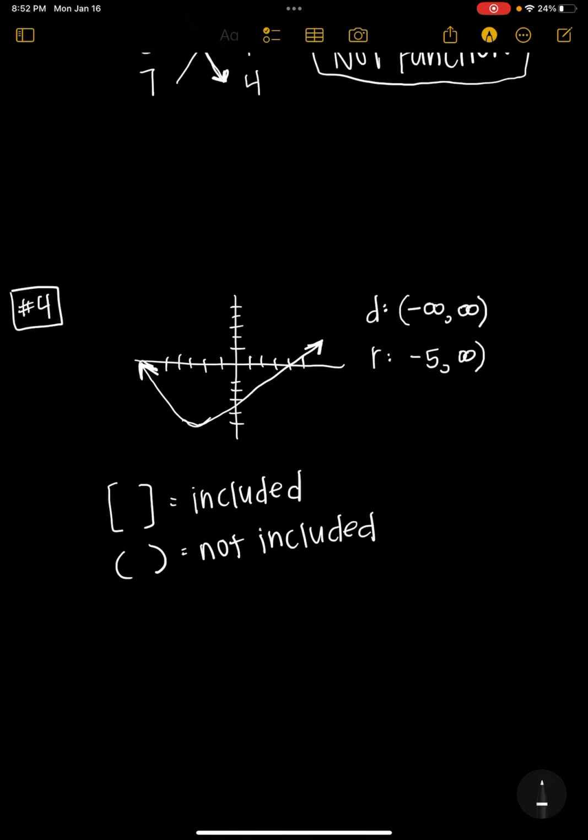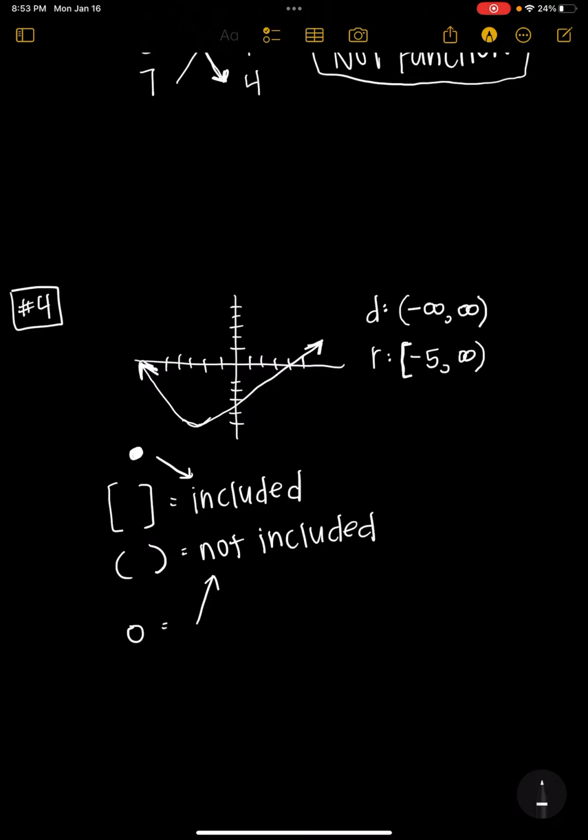There's no open dot, and in your notes it also tells you this. An open dot is not included, and a closed dot, or if you don't see any open dot, it would be included. So because that -5 doesn't have any open dots, that means that it's included, which means we're going to use a bracket. You can use a combination of brackets and or parentheses. So there's your domain and range.